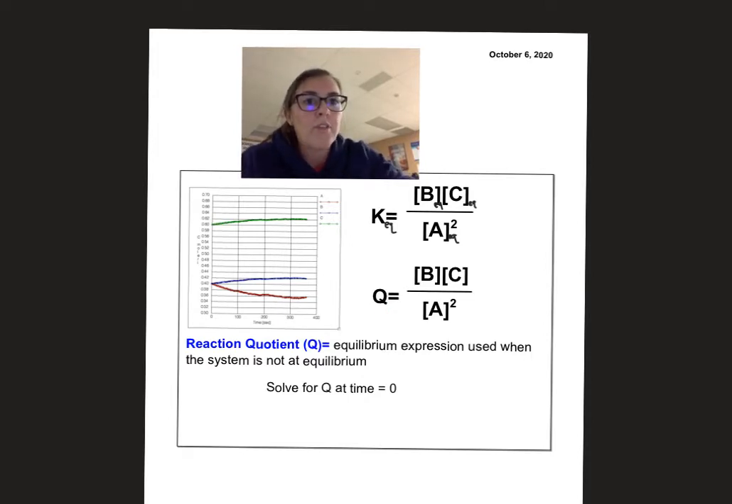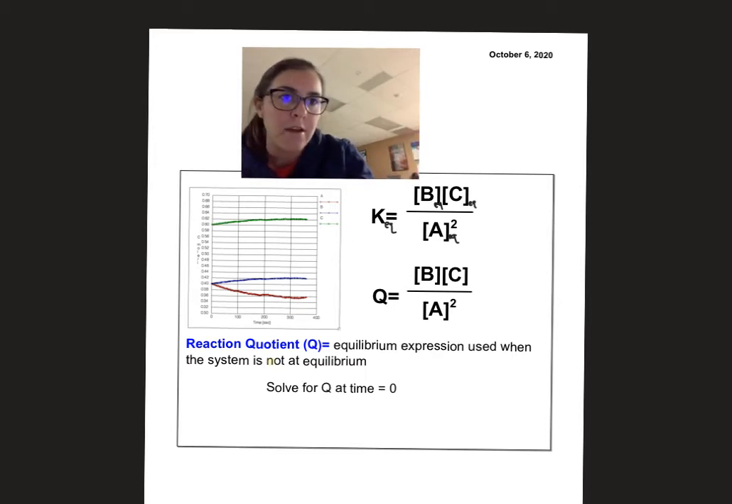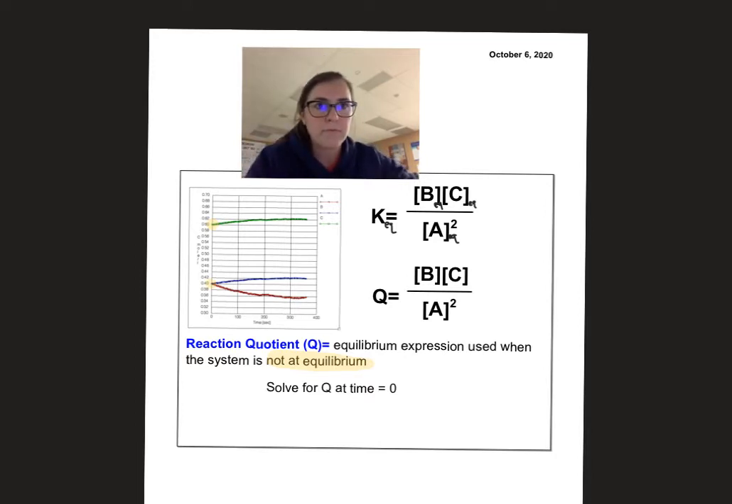Q is called the reaction quotient, and it's when we use that equilibrium expression, but we're not at equilibrium, and that is the important point here. Maybe it's a certain point in the reaction, maybe it's at the beginning, maybe I've added something new and I want to measure where we're at. So here's what I would like you to do. Use these numbers right here and solve for Q. Pause the video.